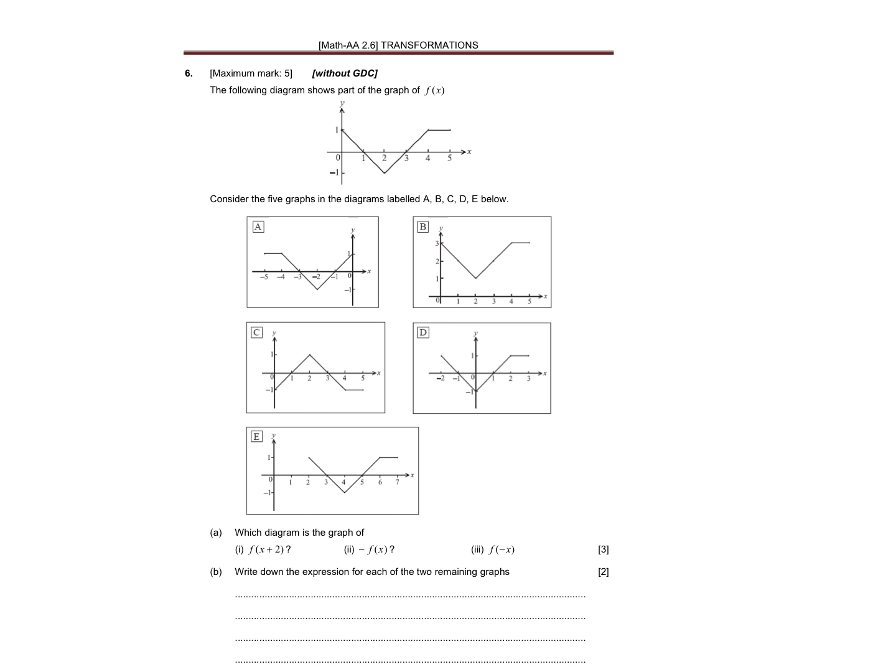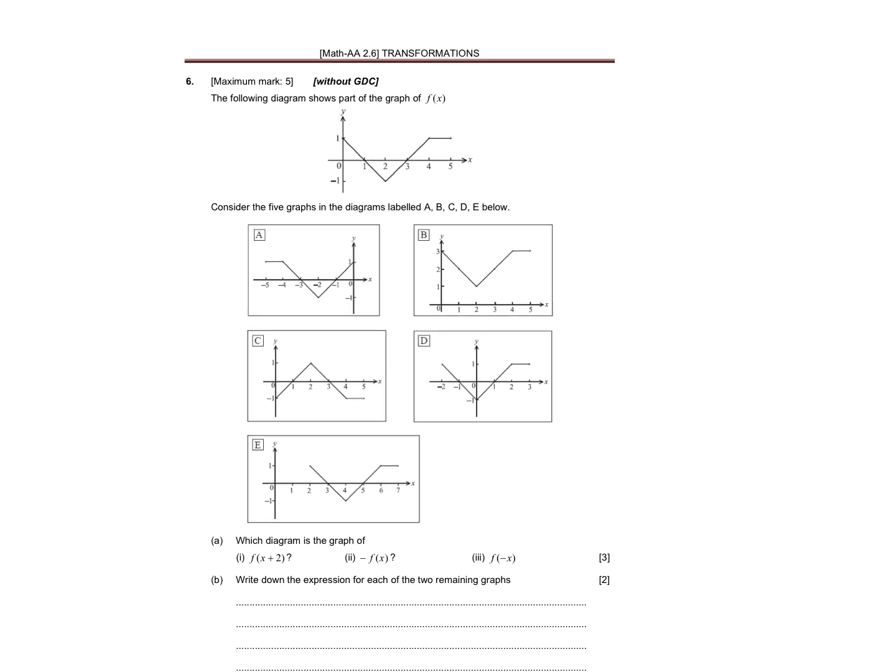All right, number 6, we've got f at x here. Consider the five graphs in the diagrams. What diagram is the graph of f at x plus 2? So that's everything to the left 2. So it's going to be the graph of D. Negative f at x, that's flipping over the x-axis. So we are going to have C for that one. And negative f at negative x is flipping over the y-axis.